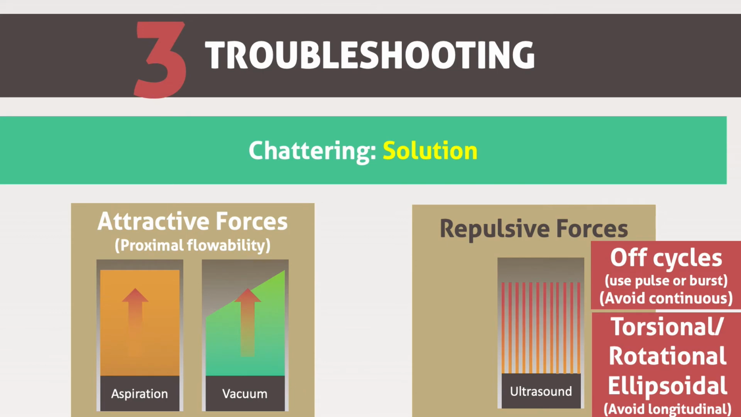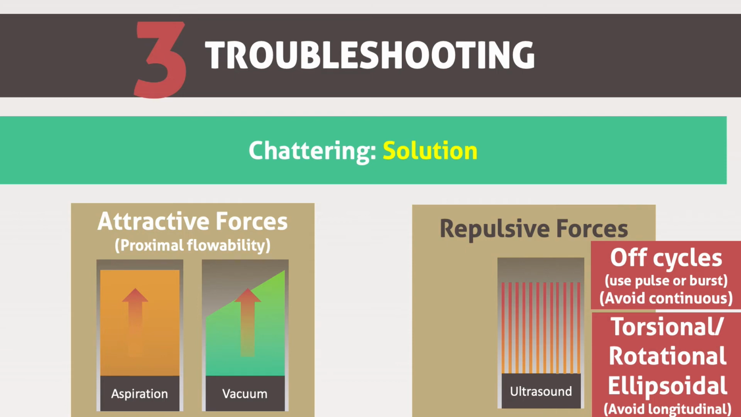We can solve the problem of shattering by increasing the attractive forces, by increasing the aspiration flow rate and vacuum, or by decreasing the repulsive forces, by decreasing the power, or by changing the mode from continuous to pulse or burst. Because in pulse and burst we have off time, which allows the attractive forces to rehold the nucleus, or by changing the movement of phacotip from longitudinal to torsional or ellipsoid based on the machine you are using.